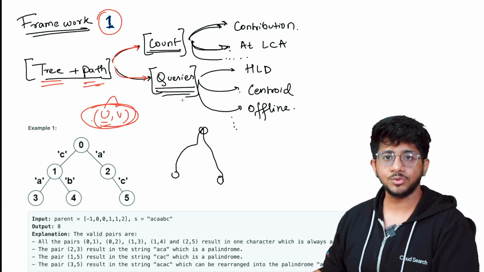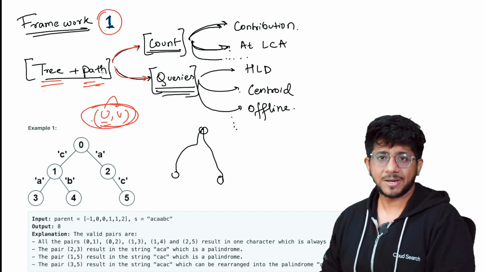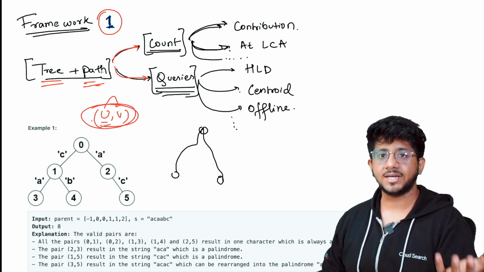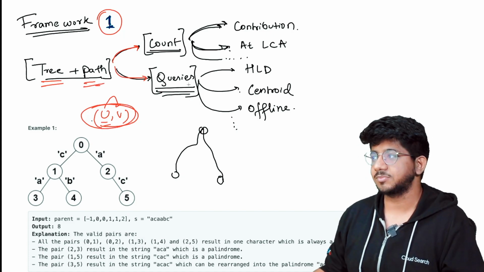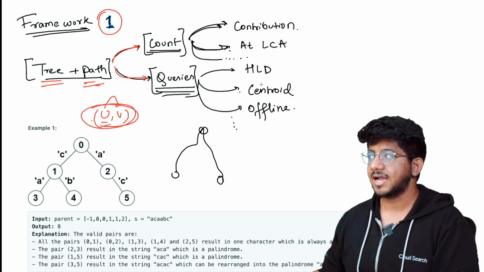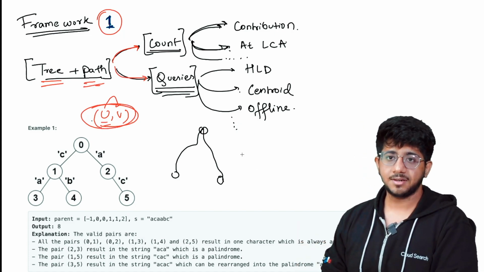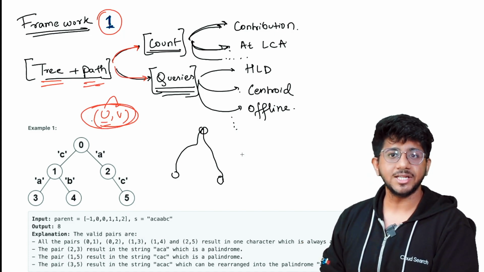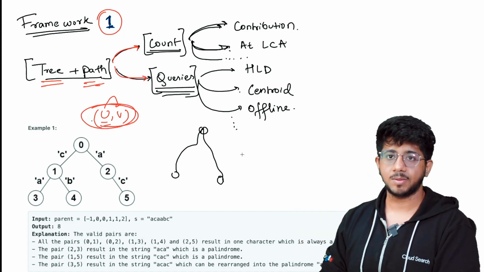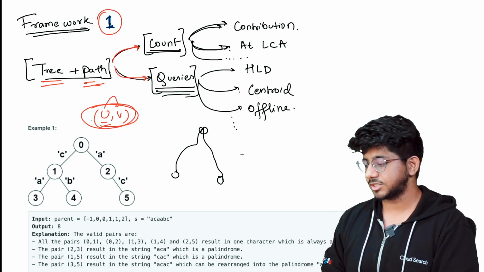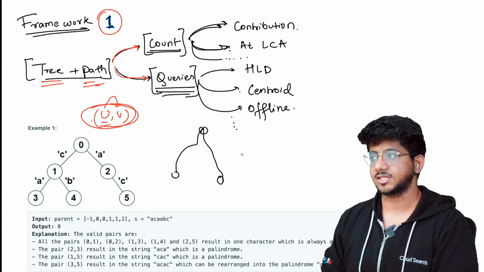Then if you try to use some sort of HLD, it might be a path query, it might be some centroid technique, or some offlining of queries might be responsible for things. And I'm just trying to note down all general forms that exist for these kinds of things. But again, when I see a tree plus path problem, this is what comes up in my mind. This is the framework. I need to just think about which one works best in this case.